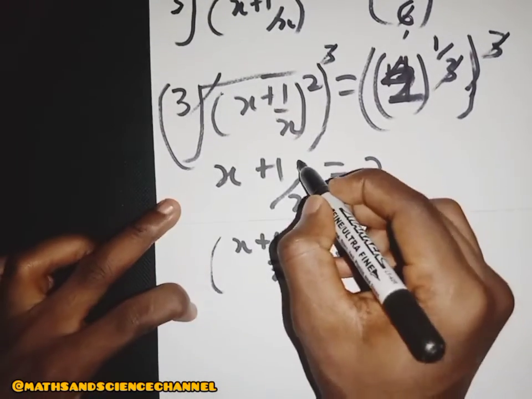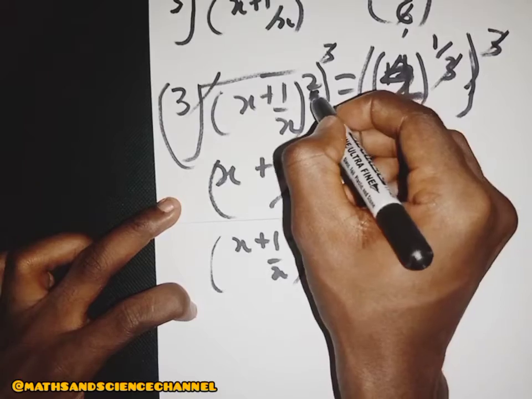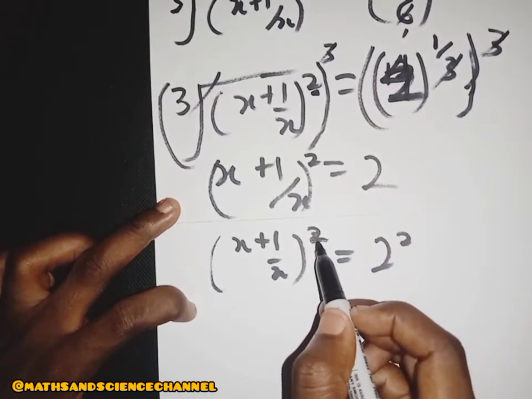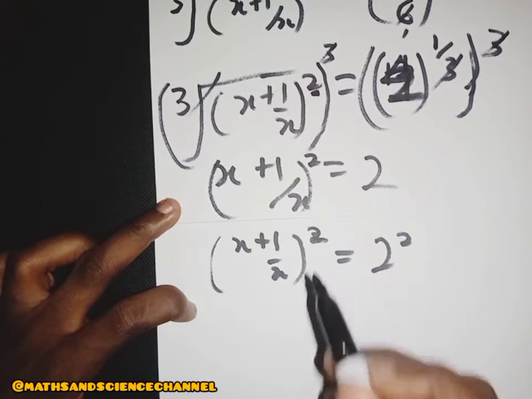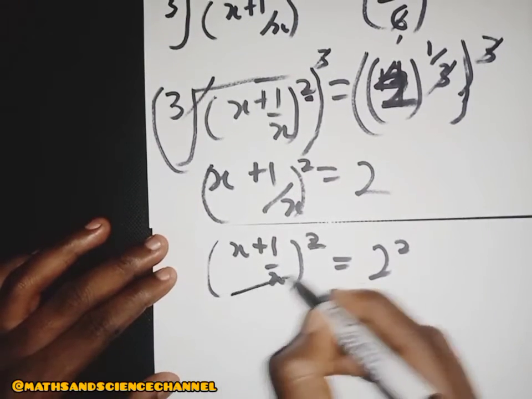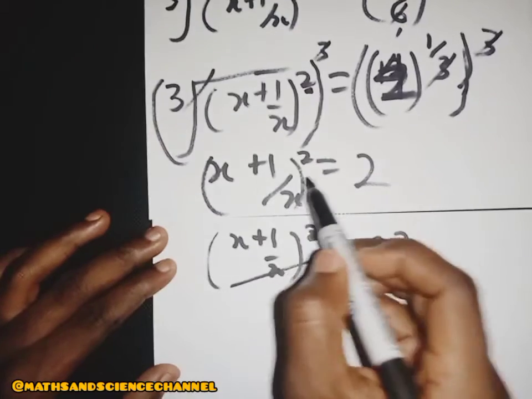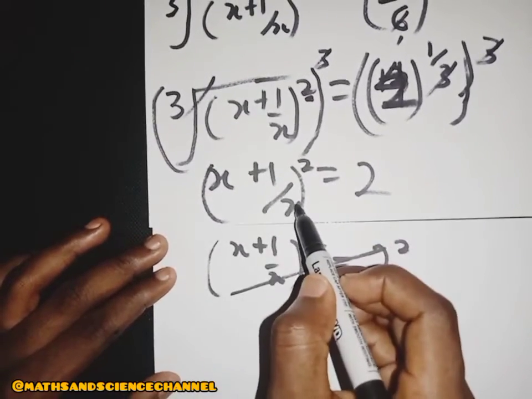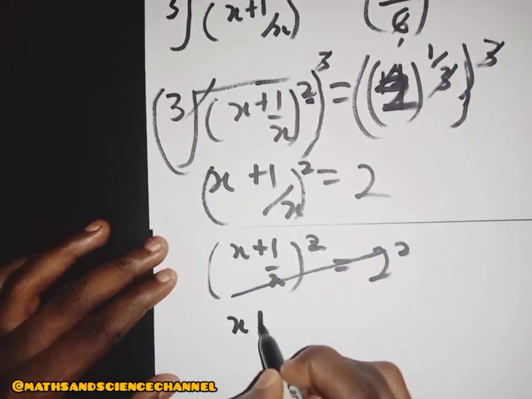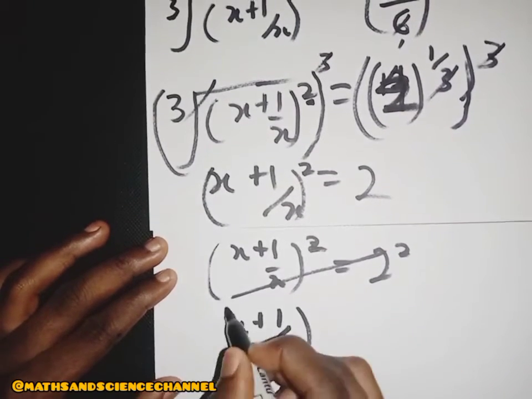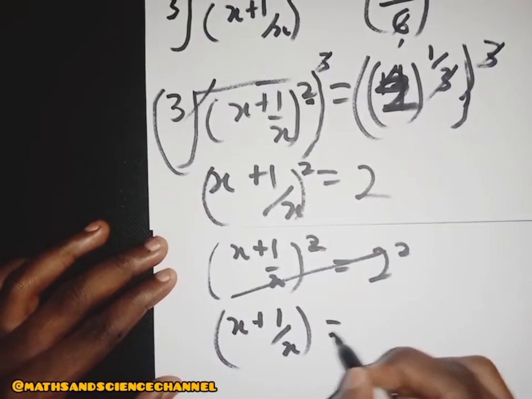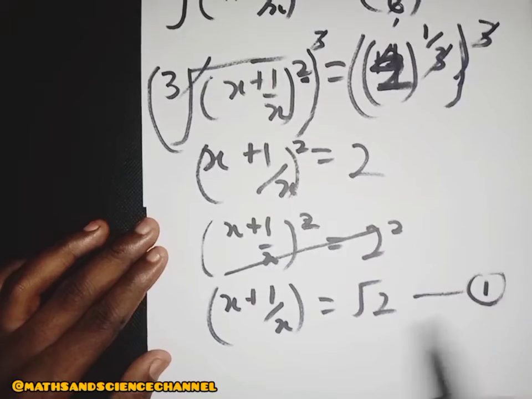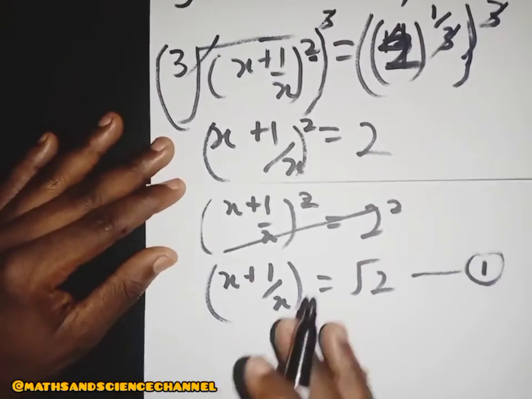So remember, already this is squared from here. So in order to find x plus 1 over x itself, we will just apply square root on both sides, and this is going to be the root of that. So let's keep this equation over here because we will use it later.